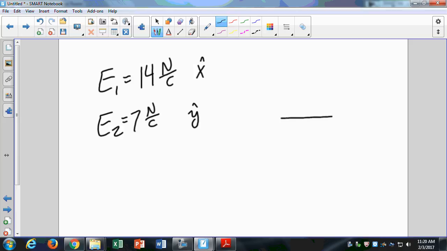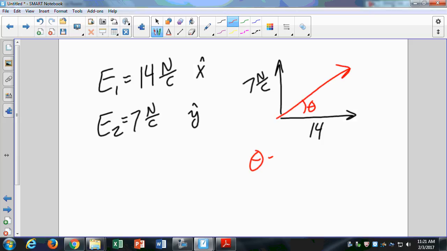So let's draw the field. I have 14 here. I have 7 here, newtons per coulomb. And it wants to know what is the direction of the acceleration. The direction of the acceleration will be in the direction of the force, and the direction of the force will be the direction of the electric field. So really all it's asking for is what is the direction of the net electric field? What is this angle? And so theta is the inverse tan of 7 over 14.